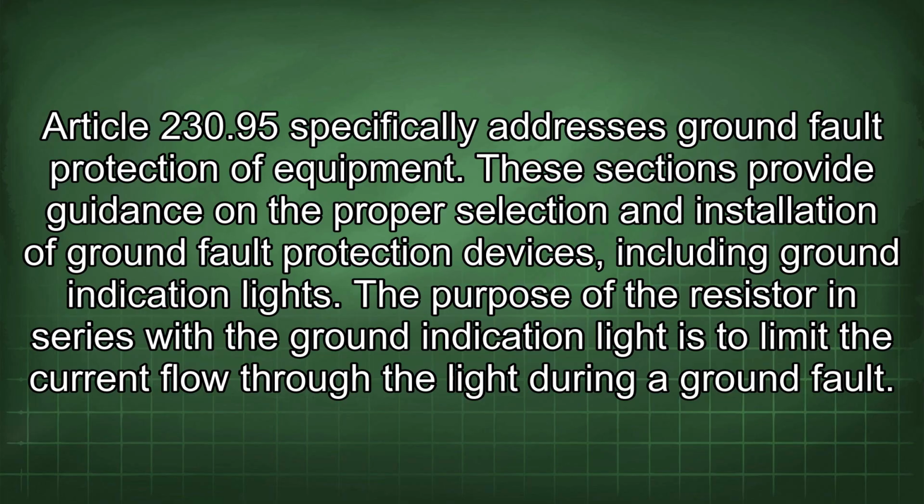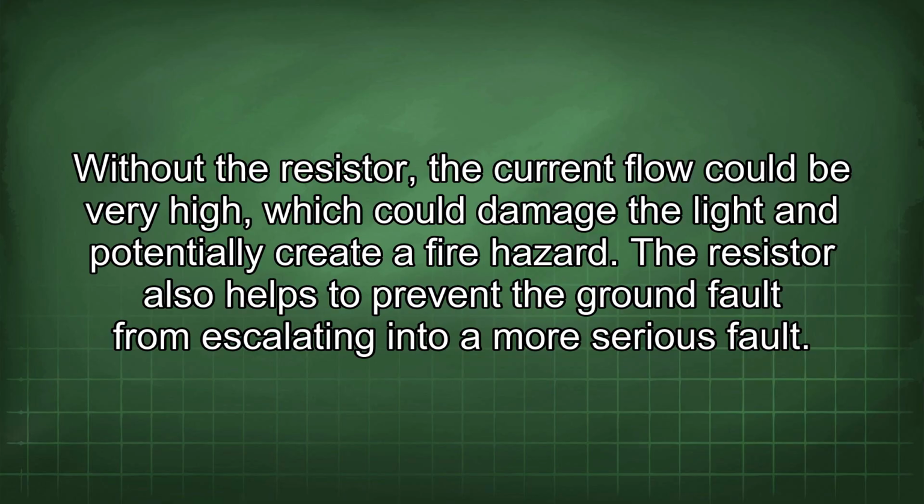The purpose of the resistor in series with the ground indication light is to limit the current flow through the light during a ground fault. Without the resistor, the current flow could be very high, which could damage the light and potentially create a fire hazard. The resistor also helps to prevent the ground fault from escalating into a more serious fault.